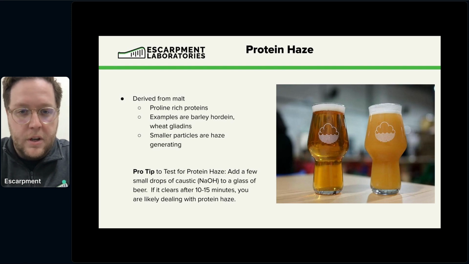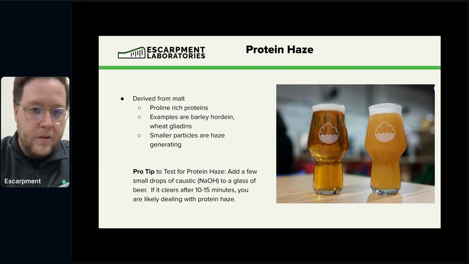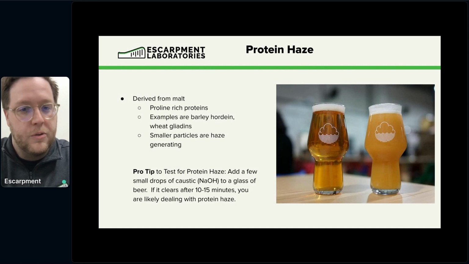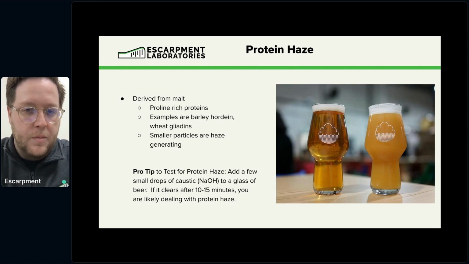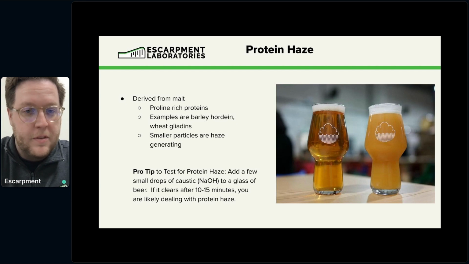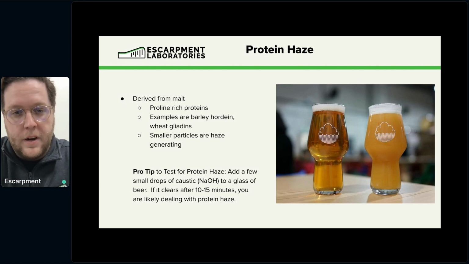Barley has a protein called hordein that is proline rich and that can form haze that scatters light. Wheat has proteins called gliadins, which is sort of one half of what we call gluten. That is also a haze forming, haze potential protein. And in general, when we're looking at protein haze, smaller particles are the haze generating ones. If you have larger protein particles, those tend to just be physically too large and actually settle out.